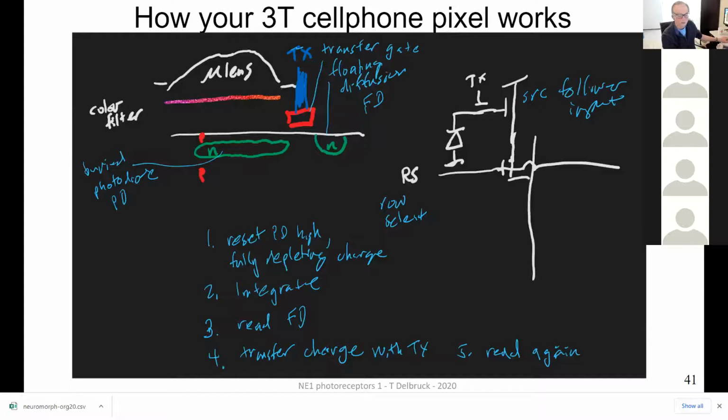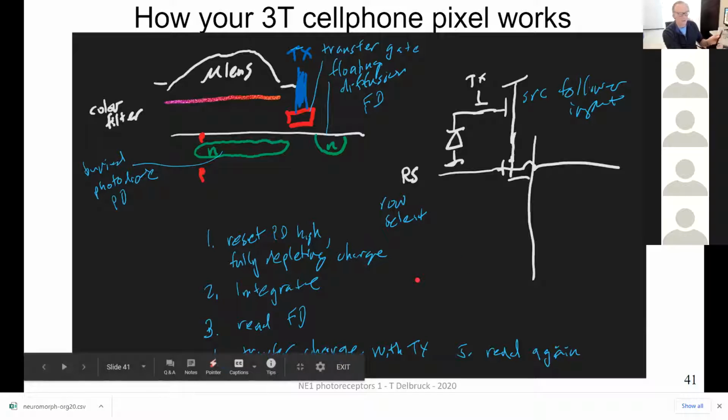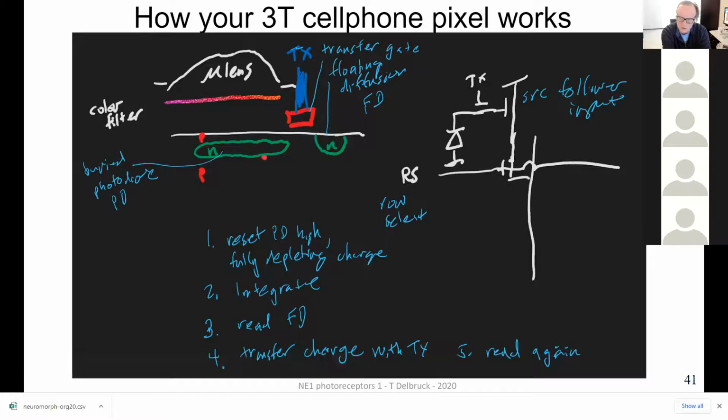Okay. You all have a smartphone, right? So do you want to see how the smartphone pixel works? I'm going to show that to you now. Anybody know this stuff about the 3T pixel? So in your smartphone, your pixels usually have 3 transistors only. They're shown here: a transfer gate, a source follower gate, and a row select transistor.